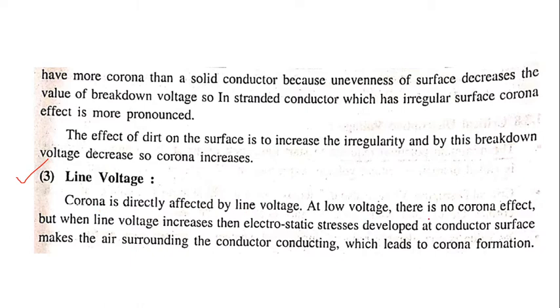At a low voltage there is no corona effect, but when the line voltage increases, then the electrostatic stress developed at the conductor surface makes the air surrounding the conductor conducting, which leads to corona formation because of ionization. If we increase the voltage level, the air surrounding the conductor is going to get ionized and corona loss is formed.